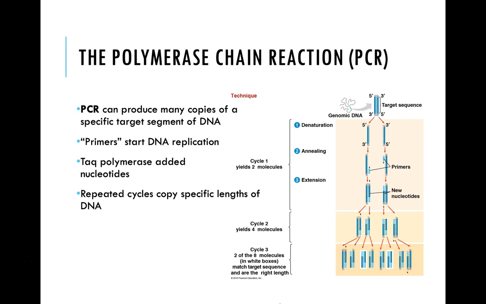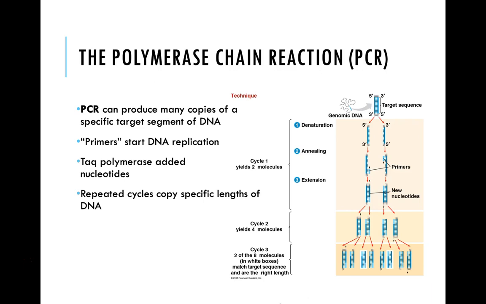But in this process, you are going to use heat to separate your DNA molecules. Then you are going to add a primer molecule. So instead of using RNA polymerase to put in a primer for you, you're just going to add a pre-made primer, and it's going to complementarily pair with your genomic DNA, surrounding the sequence that you want. You're going to allow those primers to anneal, or to stick to your DNA.